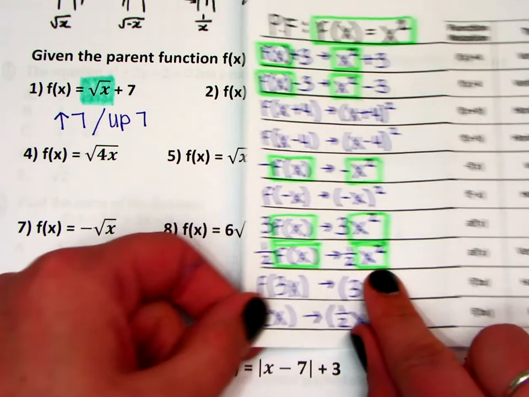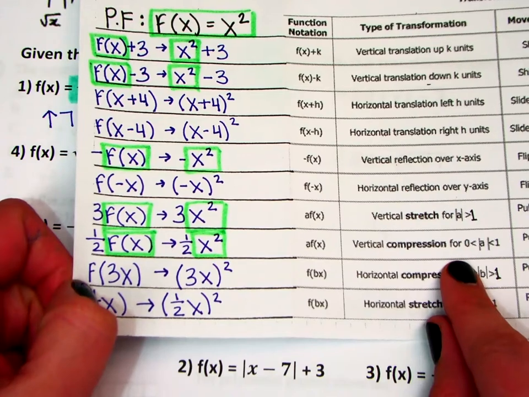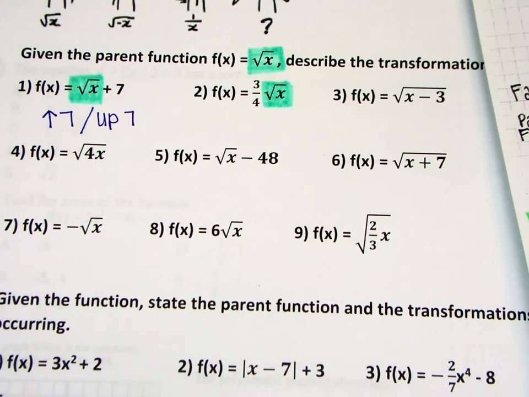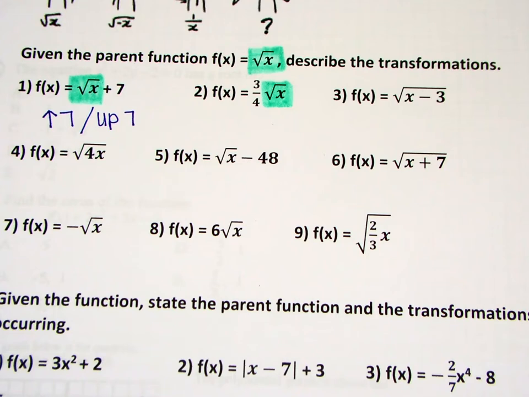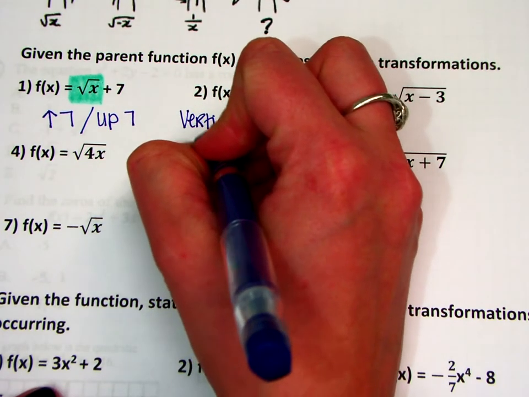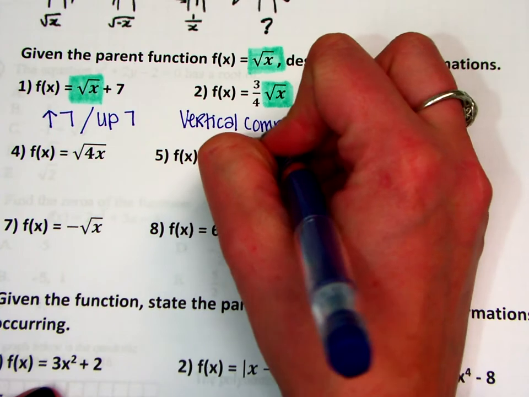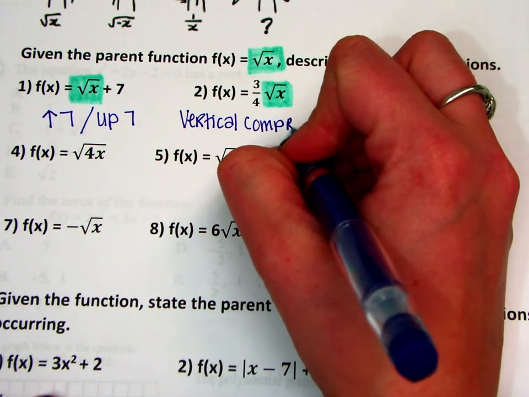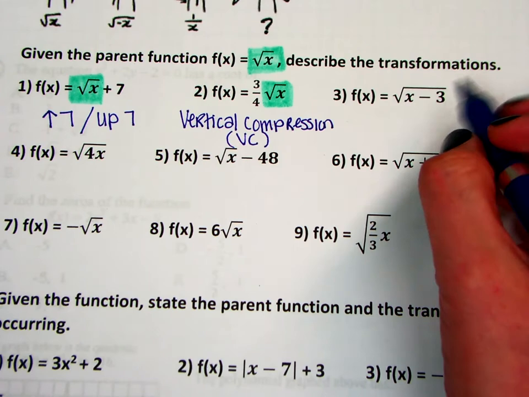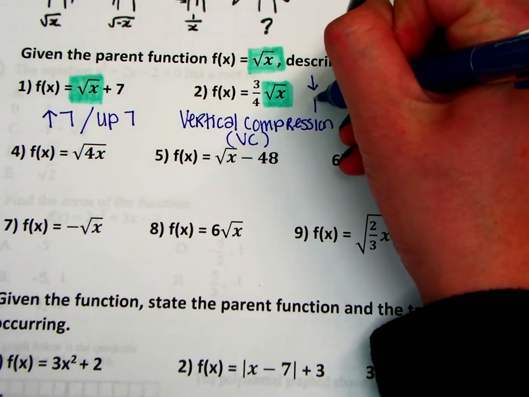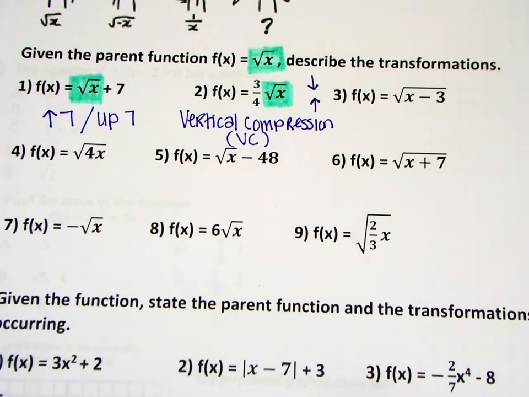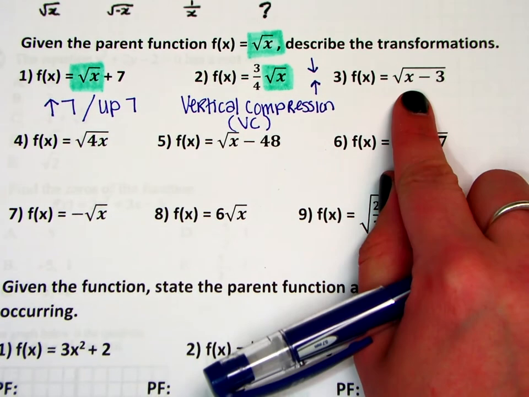So looking at our answer, I'm going to scroll over. This is called a vertical compression because the number is less than 1 but bigger than 0. So I'm going to go ahead and write vertical compression, because that's what's happening to the function. And you can also abbreviate this as VC. So a vertical compression means the function is squishing towards each other. Like it's going squish.